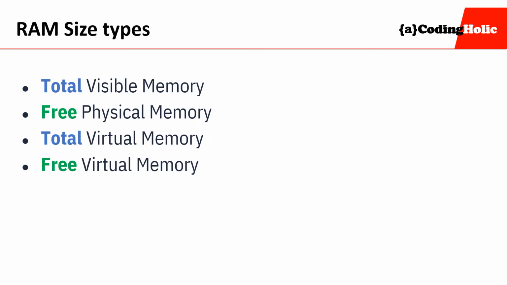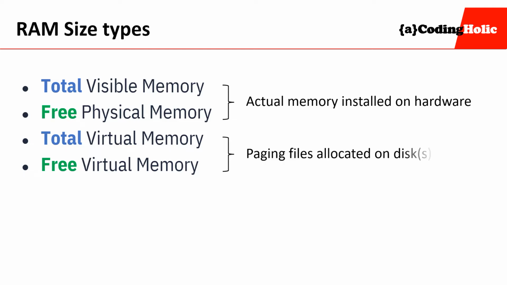But when talking about system memory size, we are usually referring to these four types of information: the total visible memory, free physical memory, total virtual memory, and the free virtual memory. The first two are referring to the actual memory installed on your computer, and the last two are referring to the paging file size allocated on your hard drive.